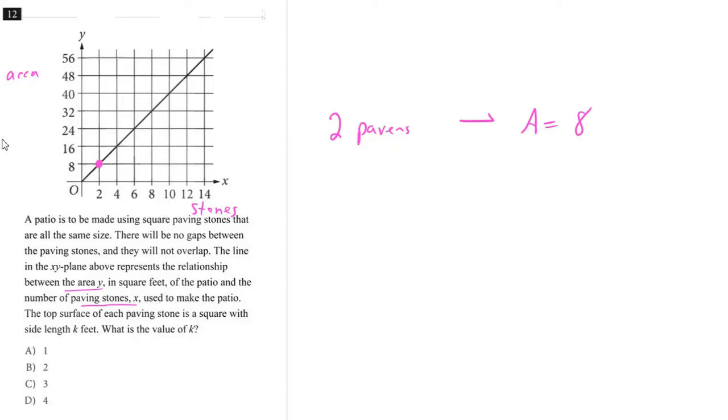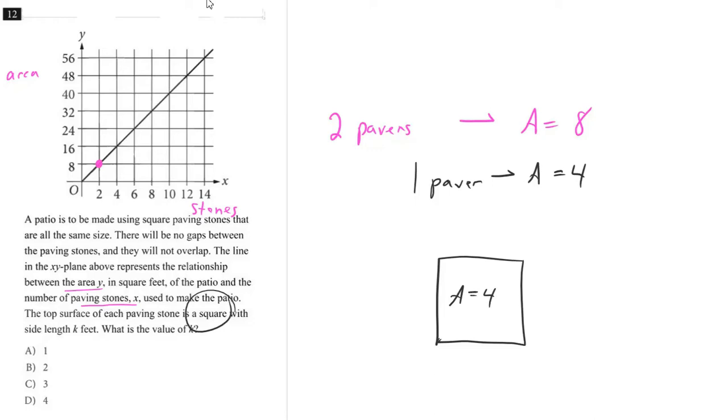So if 2 pavers has an area of 8, then I can divide both sides by 2, and 1 paver must have an area of 4. Now all these pavers are squares. So if I have a square with an area of 4, that area comes from multiplying the length times the width for a rectangle. If it's a square, the length and the width are the same thing, so let's just call them both L. The area is the length times the width, L times L. So that's L squared, and so 4 equals L squared.